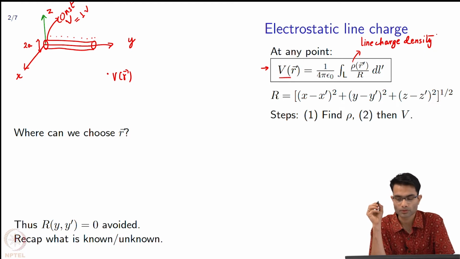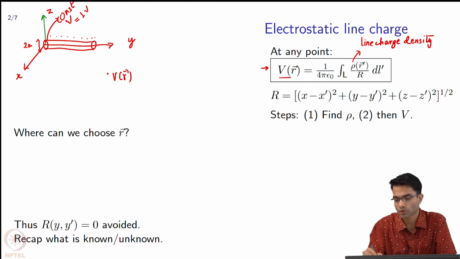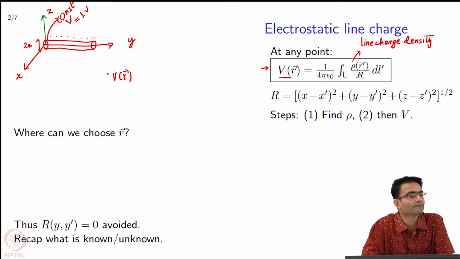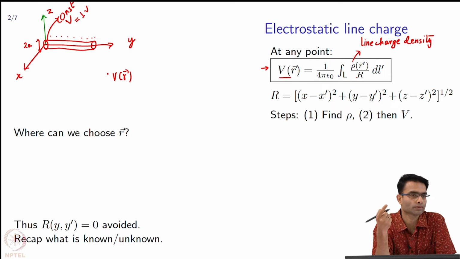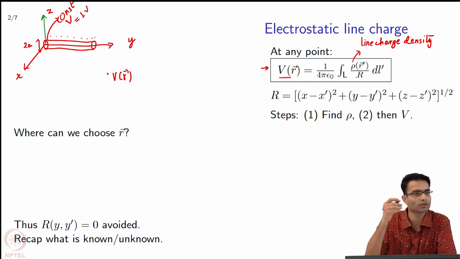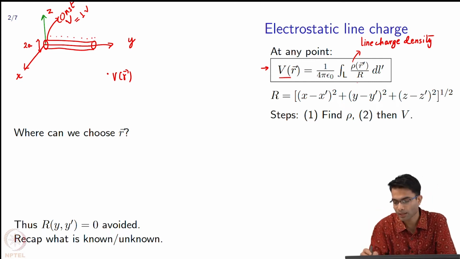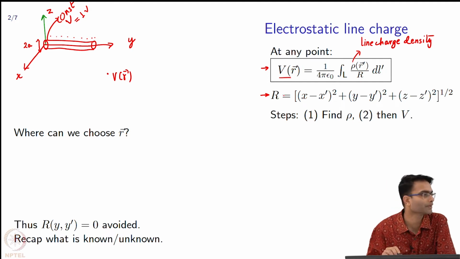So, rho integral dl, and in the denominator, what should I have physically? The distance between the charge and the point, right. That is what gives me the total potential. Total potential is the integral of all the potentials due to every one of these small charges, and this capital R that I have written over here is simply the Euclidean distance.